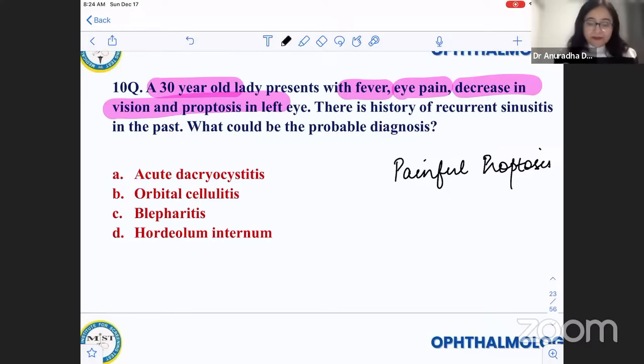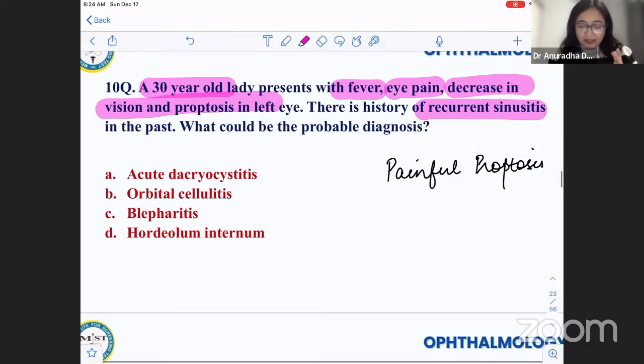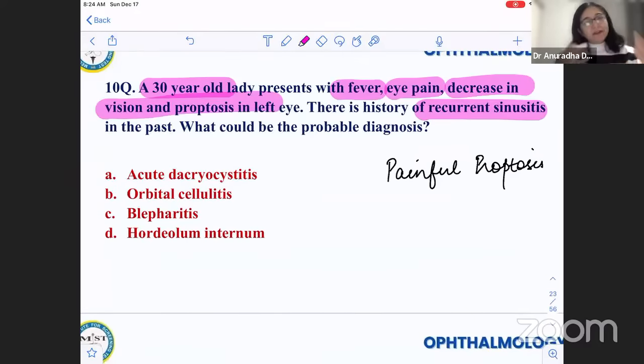With fever, there is a history of recurrent sinusitis. Where the sinus is involved and it is an eye-related question, it means some infection is going on. Because of the proximity of the sinuses to the orbit, the infection spreads from the sinus to the orbit. So what is the probable diagnosis here?